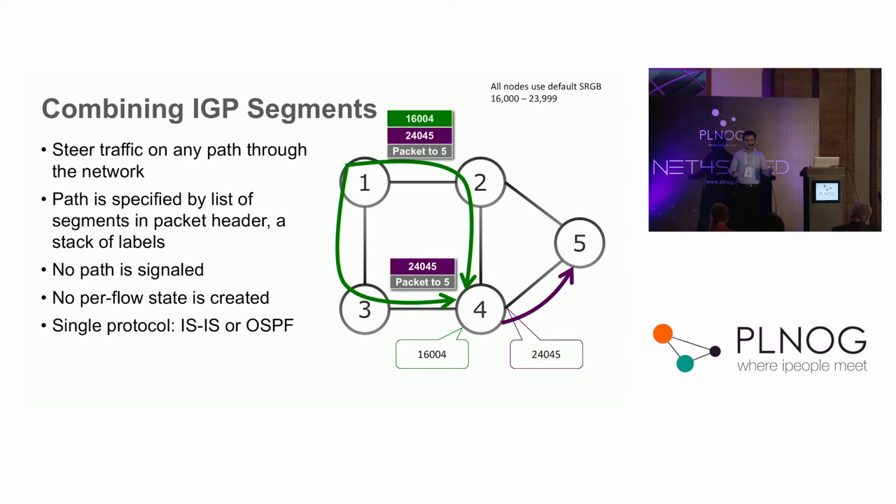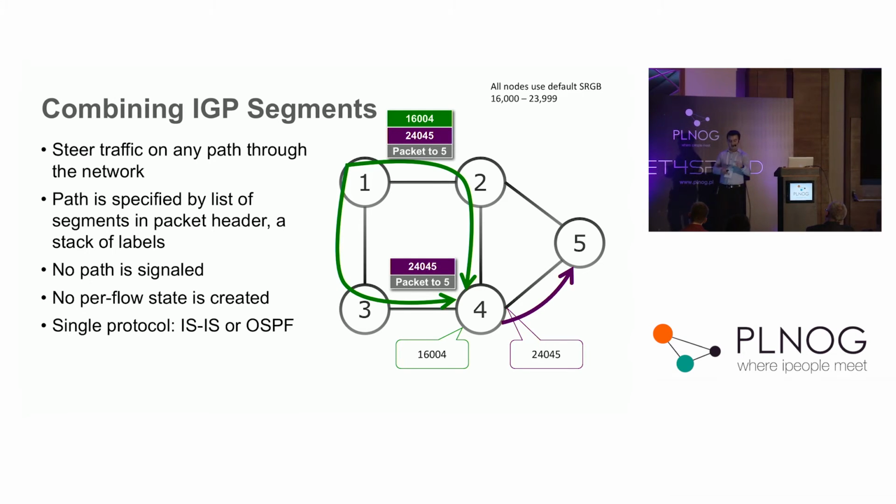Here is an example where we can use both segment IDs, the node segment ID and the adjacency segment ID. This is a good example of doing some sort of traffic engineering, right? Because you can say, for example, we have a packet going to node 5, behind node 5. And that packet is sourced somewhere behind node 1, right? So the first label is 24045, that's the bottom label, or the bottom segment ID. This is the adjacency segment ID of node 4 going to node 5. Okay, that's the directly connected link to node 5 from node 4.